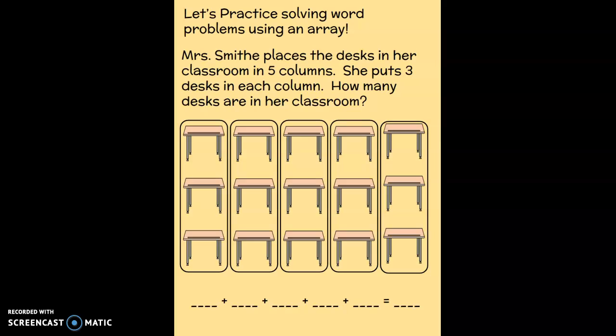What should we write in the blanks below to find out how many desks are in Mrs. Smith's classroom? 3 plus 3 plus 3 plus 3 plus 3 equals 15. There are 15 desks in Mrs. Smith's classroom.